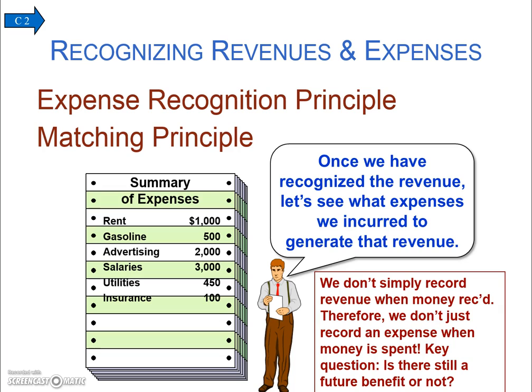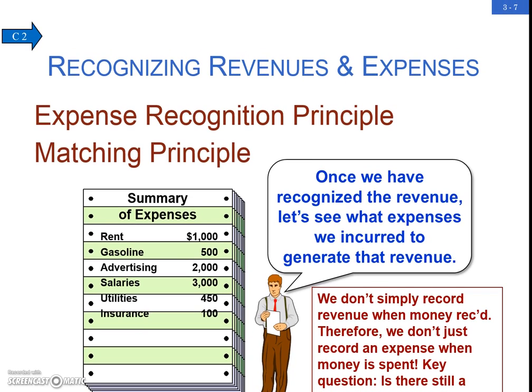If we're spending money and we are getting something that is going to provide us some future benefit, it's not an expense that we're getting for that cash. We're getting some sort of another asset, and it's real important that we record an asset.